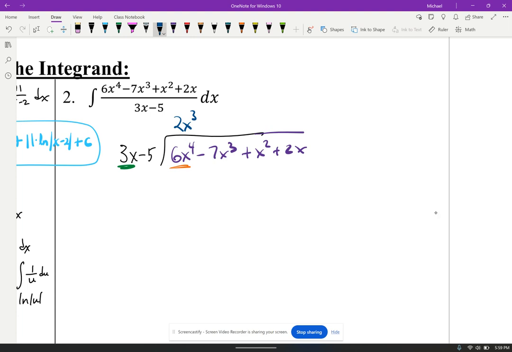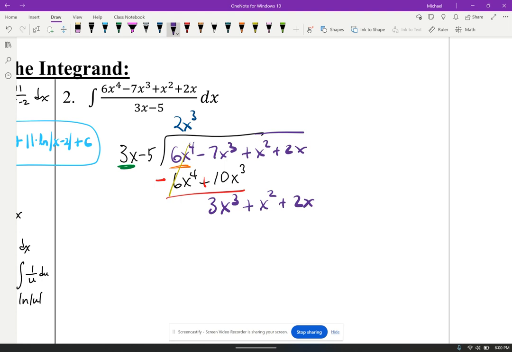But if I multiply this times that and get 6x to the fourth, I also have to multiply this times the minus 5, and I'm going to get minus 10x to the third. Great, I need to subtract. The whole purpose of figuring out what times what gives me this first term is so that I can subtract it out. That's gone. But here I'm left with 3x to the third, plus everything else that was there.